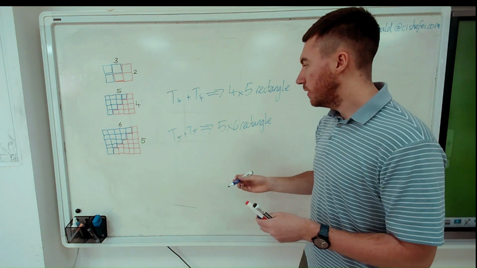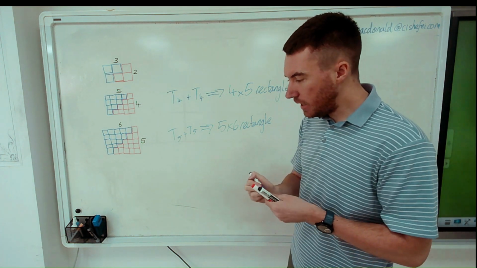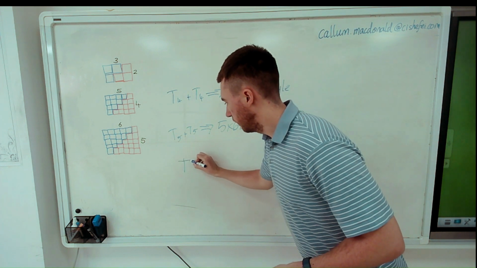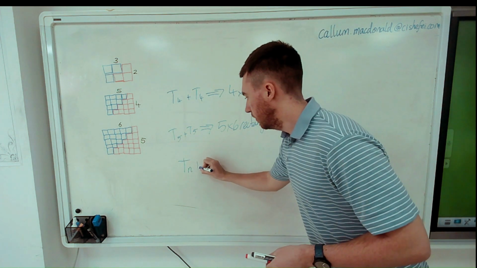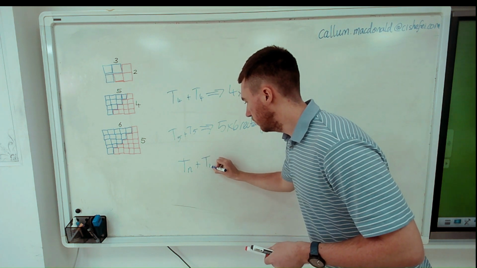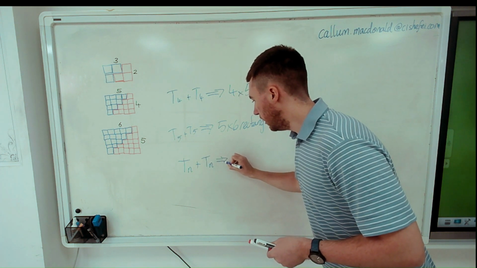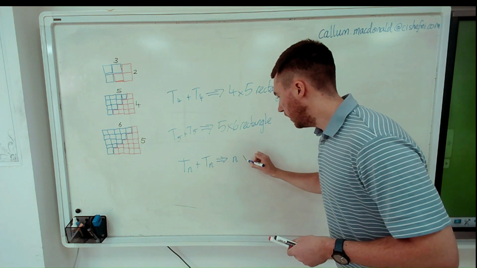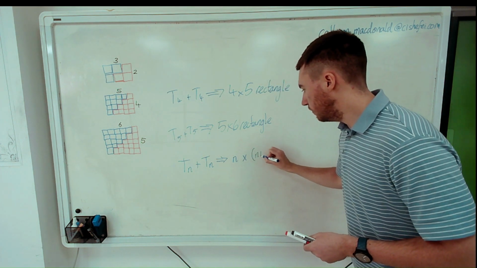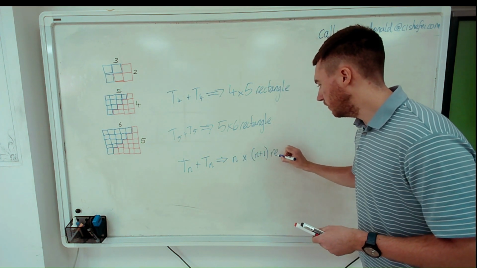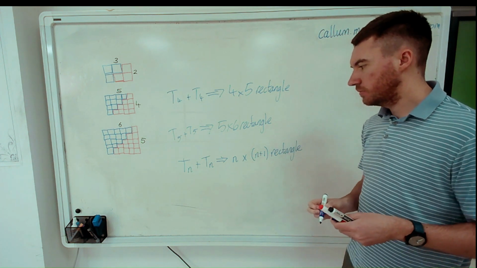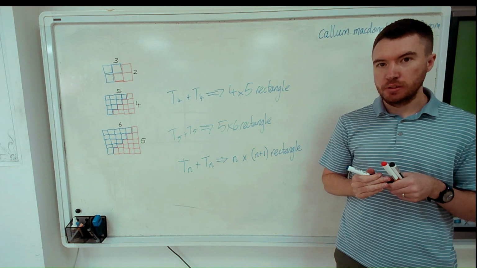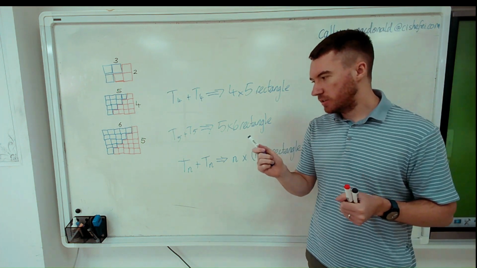etc. So if I do a Tn, n is any whole number, plus itself, I will get an n by n plus 1 rectangle. Yeah, this is our rule. And this rule will come in handy later.